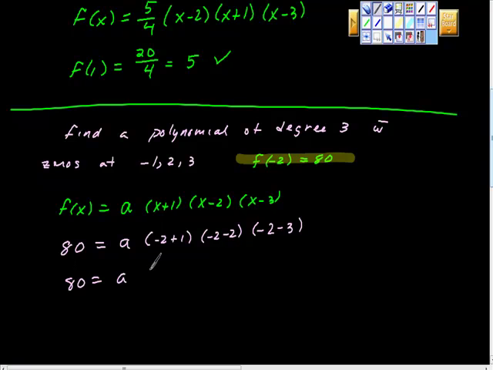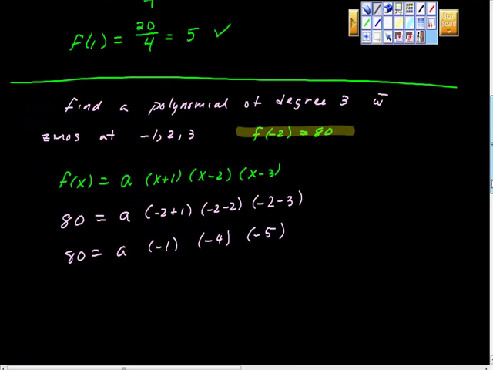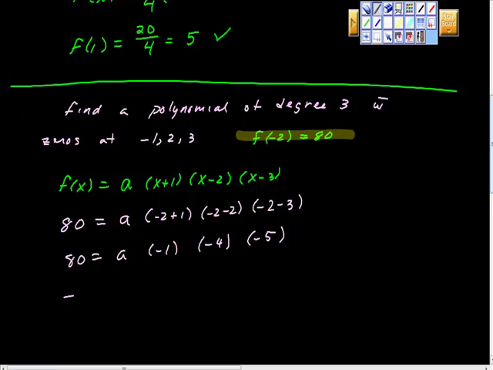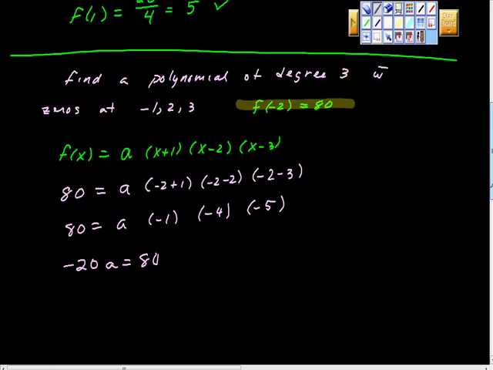So again, 80 equals a times negative 1, negative 4, and negative 5. So just do this quick multiplication. This is positive 20, negative 20. So negative 20a is equal to 80, isn't it? Divide both sides by negative 20, and we get a is equal to negative 4.